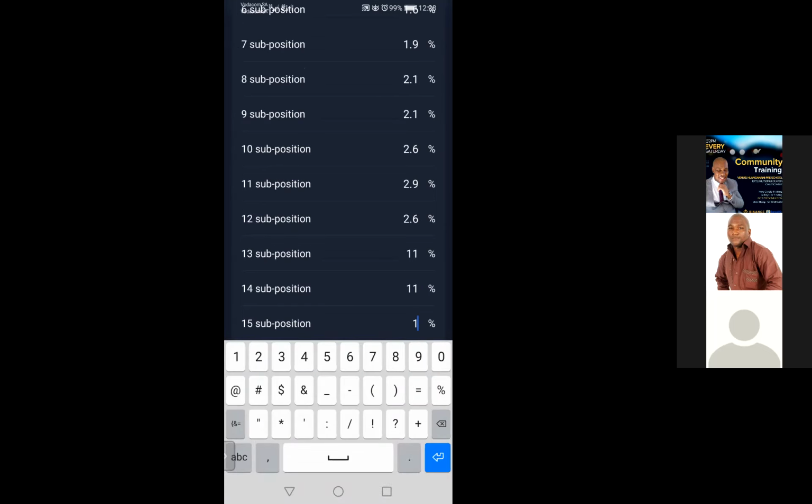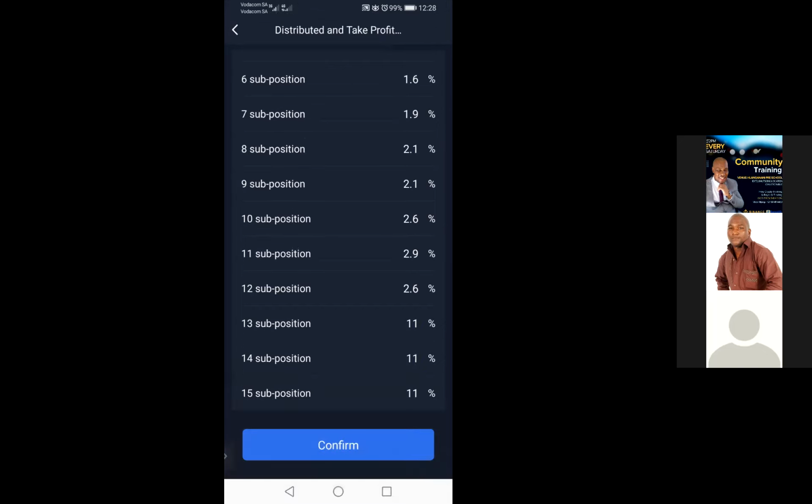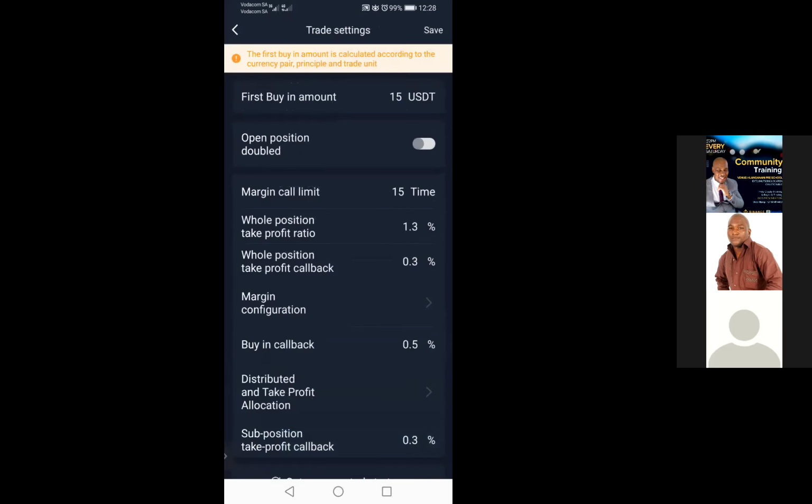Those are the ones that we put 10, 10 on the other side. The board will take 11% of those. We just overlap, you know, it's beautiful. They will take positions individually. Then you confirm. And then you save on the top right.